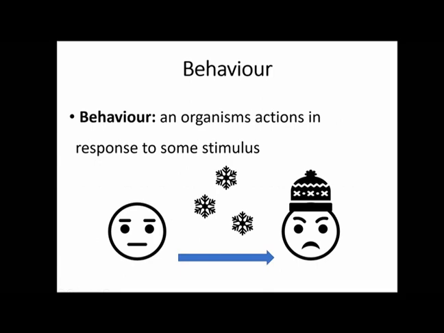And so we've already talked about what behavior is. So behavior is an organism's action in response to some stimulus. And a stimulus can be any type of force. So our example down here is if you are outside and it's cold, maybe it starts snowing, your behavior could be to put on a hat. So the stimulus here is that change in temperature or the starting of snow. Those would both be a stimulus.